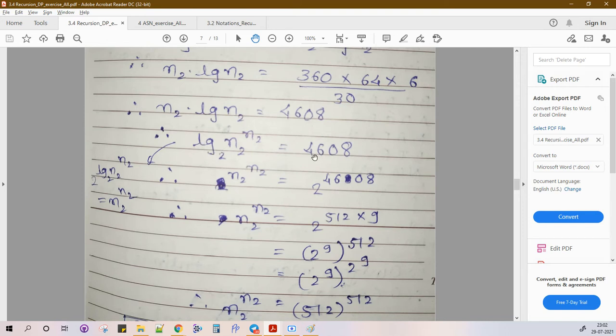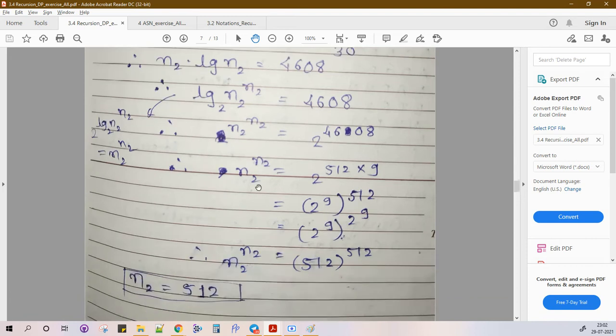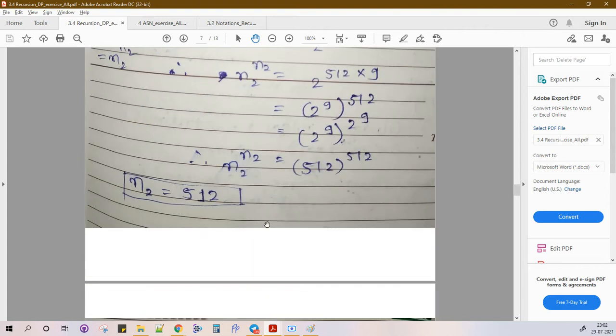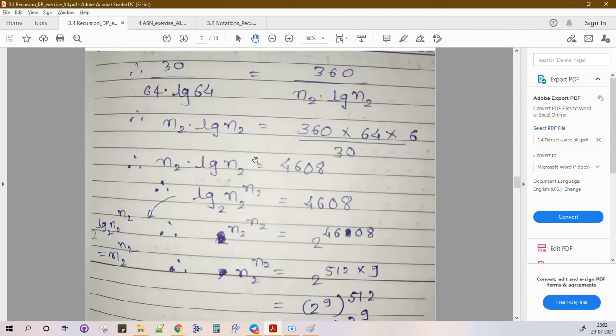And if you want to remove the log, you can take the exponential, right? So e to the power ln x is nothing but x. So I've taken the exponential on both sides. Then I just need to factorize this thing, 2 to the power 4608, like this. The n2 multiplied by n2 becomes n2 to the power n2, some number to the power of the same number. If I factorize this one by one, I get 512 power 512, and here I have n2 power n2. So n2 is nothing but 512, right? But definitely this would be easy to solve from the options, because we know n2 multiplied by log n2 is 4608, right?